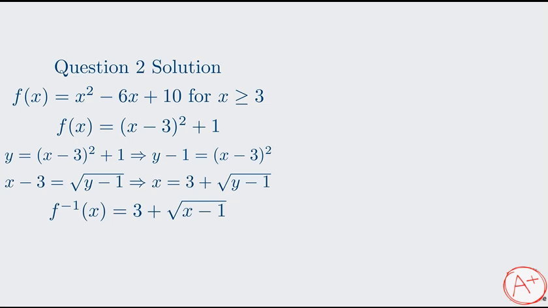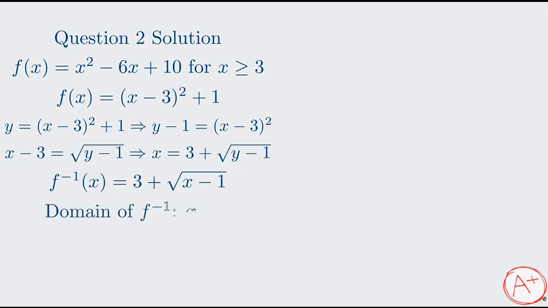The domain of the inverse is the range of the original function. The vertex of the parabola is at (3, 1). Since x is at least 3, the range of f is y is at least 1. Thus, the domain of f inverse is x is at least 1.